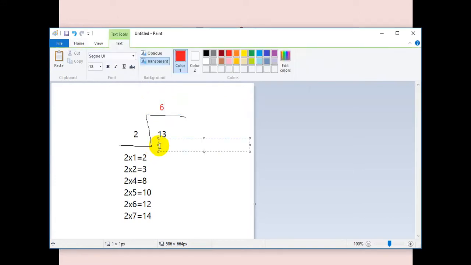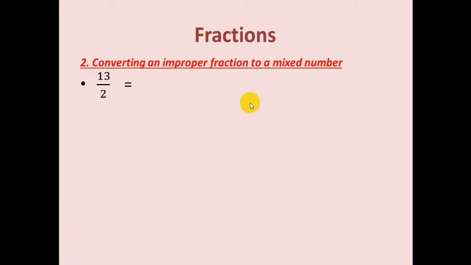And write here 12, minus 12. Subtract: 13 minus 12, 3 minus 2, it will be 1 here, and 1 minus 1, it will be 0. We have remainder 1, and the whole number, the quotient, is 6, okay? 6 is the whole number, and 1 is the numerator. We write 6 and 1 over 2. Yes, 6 and a half.